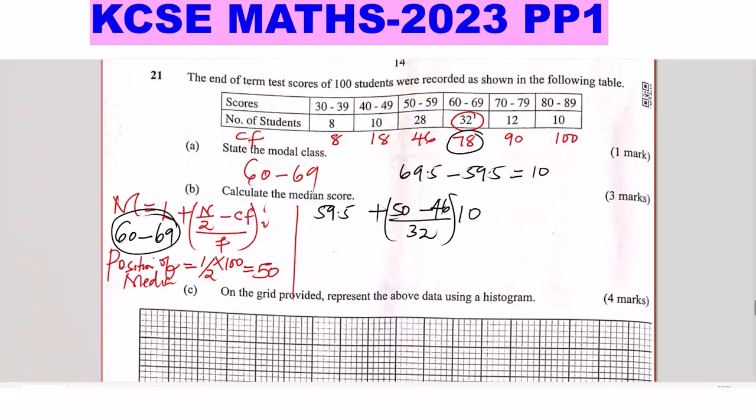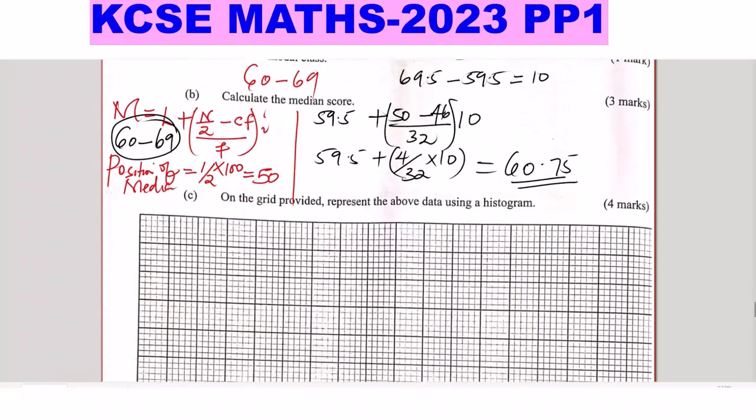So we work out these. We get 59.5 plus 4 divided by 32 times 10. That is how we get it. So this will be 59.5 plus 40 divided by 32. So you get 60.75, 60.75 as the median score.